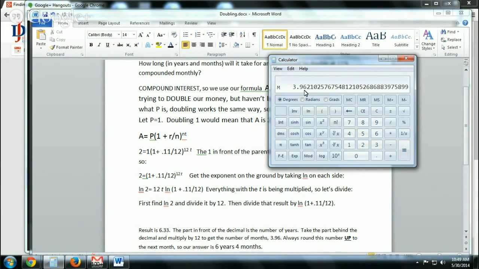This gives me 3.96. Now we always want to round this number up because the interest is given at the end of the month. Whether it was a number that traditionally rounds up or not, always round that decimal up. So 3.96, when we round it up, 4 would be the number of months. So our answer here, 6 years and 4 months, would be the amount of time that it takes to double any investment at 11% interest compounded monthly.